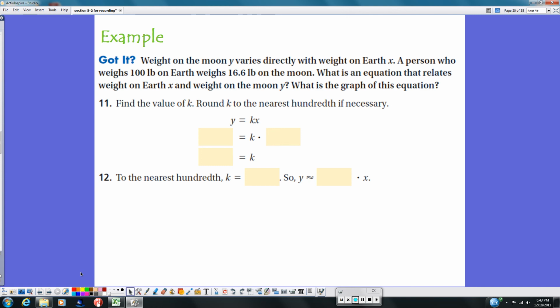So first of all, we're going to find the value of k using our formula, y equals kx. Now weight on Earth is x and weight on the moon is y, so 16.6 goes in for y and 100 goes in for x. We divide both sides by 100 to get 0.166 is equal to k, or approximately 0.17.